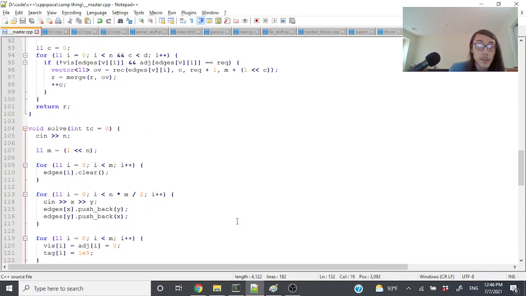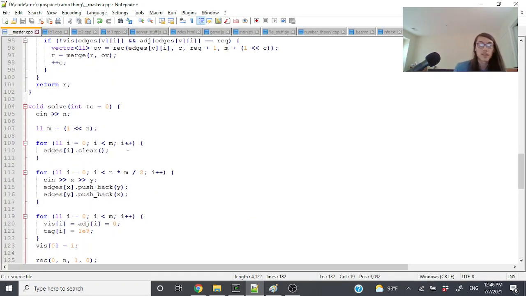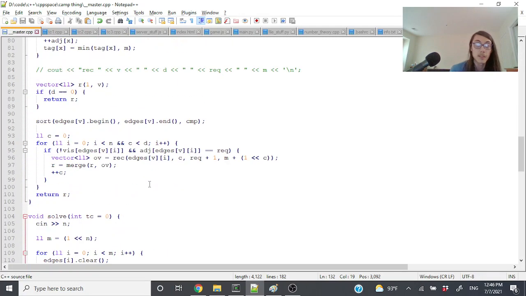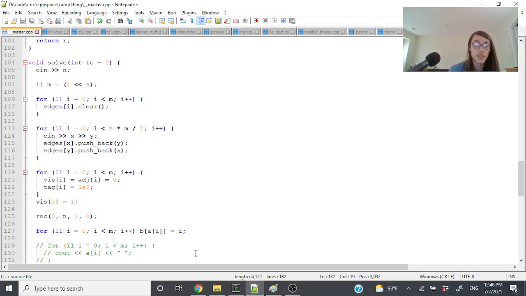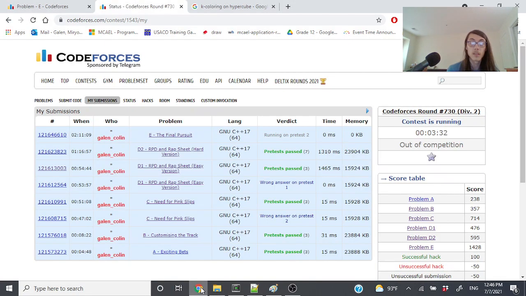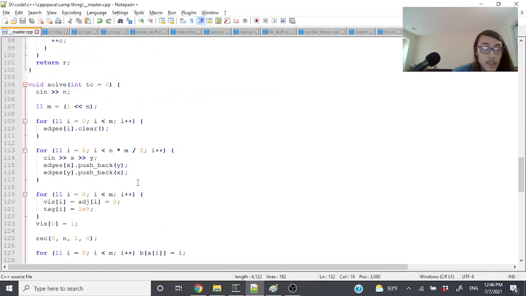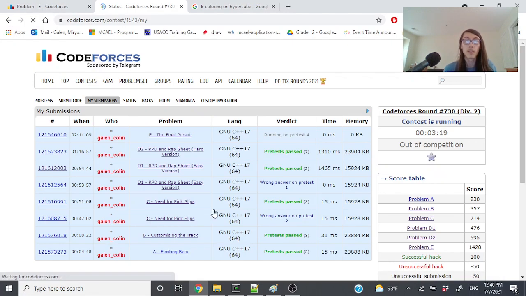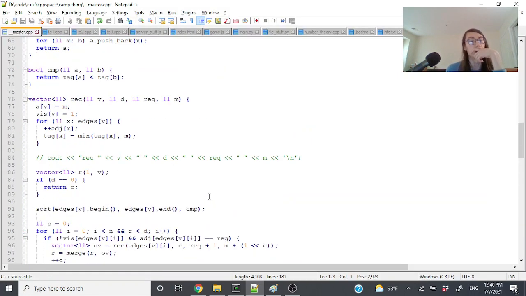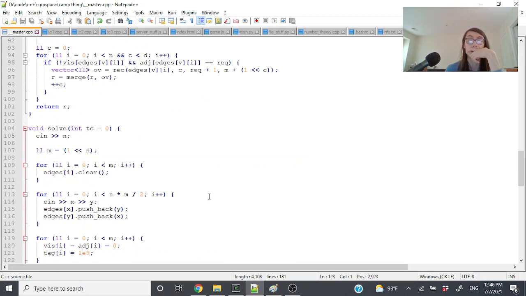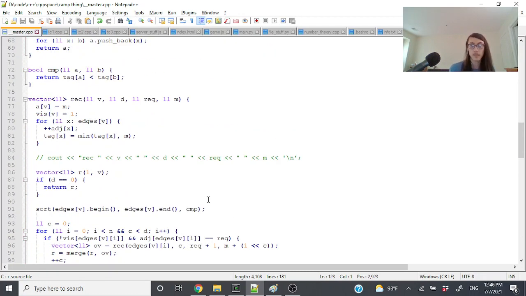Okay, let's scour for bugs in the meantime. Seen up to n. We take 2 to the n. For each up to m, edges I clear. For each of those, we also reset visited, adjacent, and the tags. That's pretest 2. That's a good sign. Okay. We reset that and the tags. Visited 0 is 1. That isn't necessary, but it doesn't matter. Wrong answer, pretest 4. Okay. So we're recursing in this vertex, in this depth, with this requirement up to m.